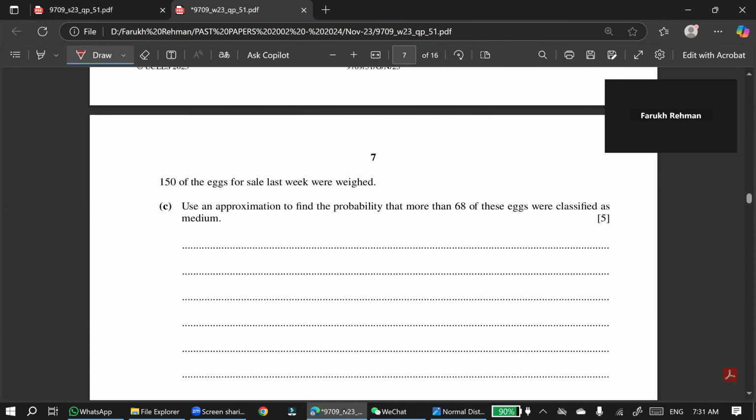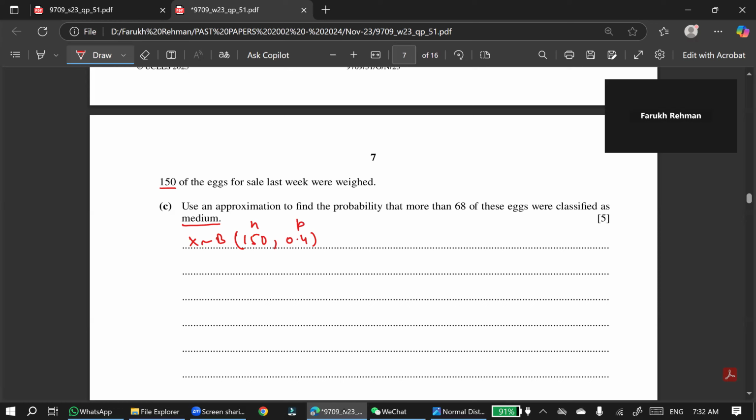Now, he's talking about the number of eggs. The number of eggs is a discrete variable, and we will use binomial distribution for this one. X is a binomial distribution with 150 as the number of eggs, the total number of experiments, and the situation under consideration is medium. Medium has the probability 0.4. So this one is N, this one is P.